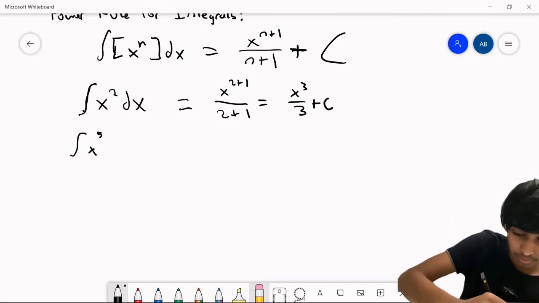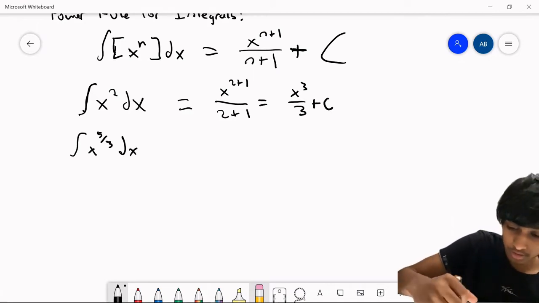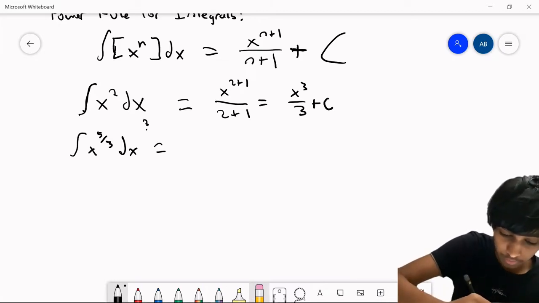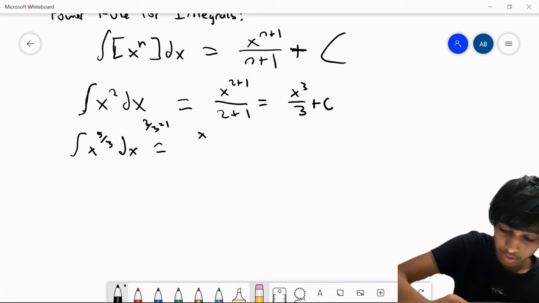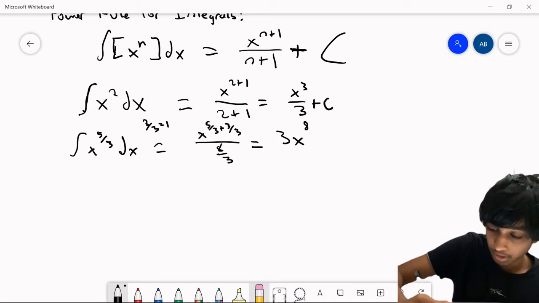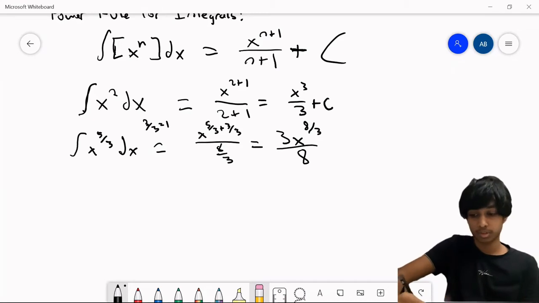Let's do another example. The integral of x to the power 5 over 3 dx. Now, to make this simpler, we can use 3 over 3, which equals 1. So that would be x to the 5 over 3 plus 3 over 3, divided by 8 over 3, which would result in 3 times x to the 8 over 3 divided by 8, plus c.